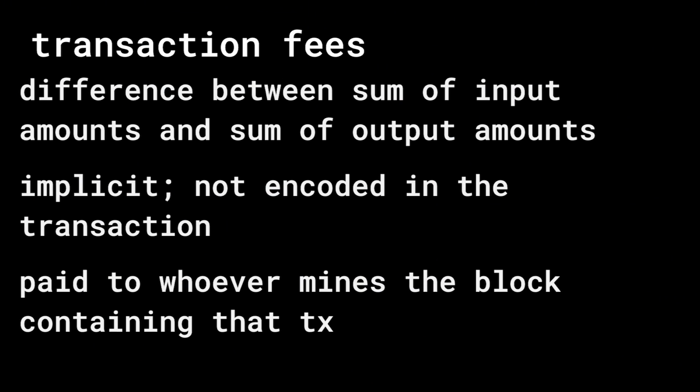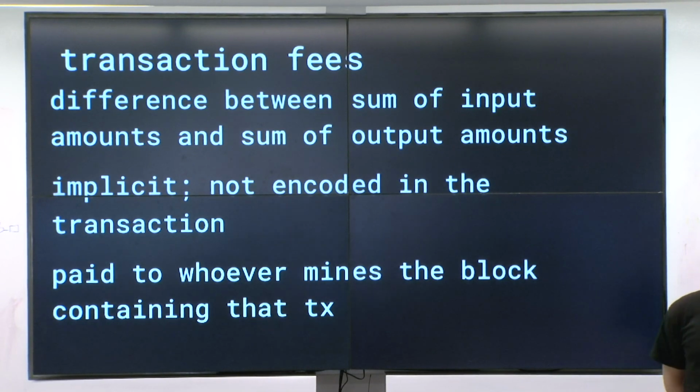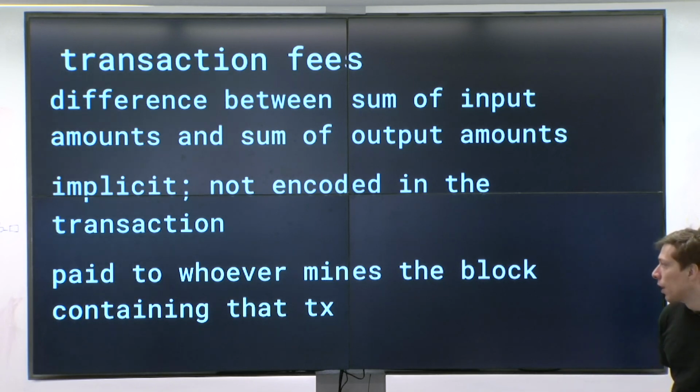Okay. So today's main topic, transaction fees. We described earlier that the transaction fee is just the difference between the sum of the input amounts and output amounts. What's interesting is it's implicit. So if you actually look at a transaction, you can't tell what the fees are. You have to look at its ancestors to tell what the fees are.